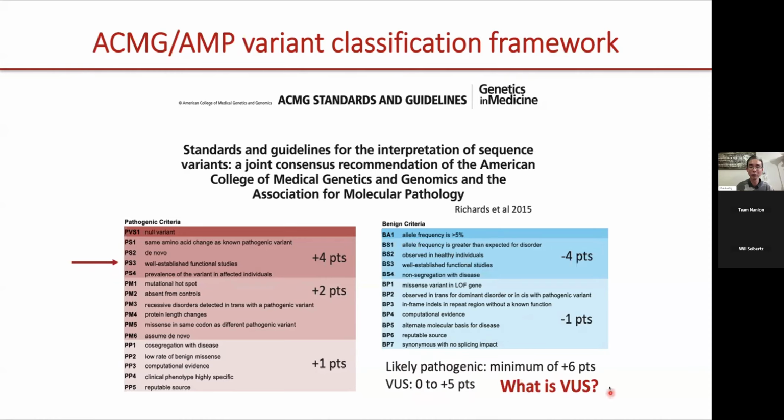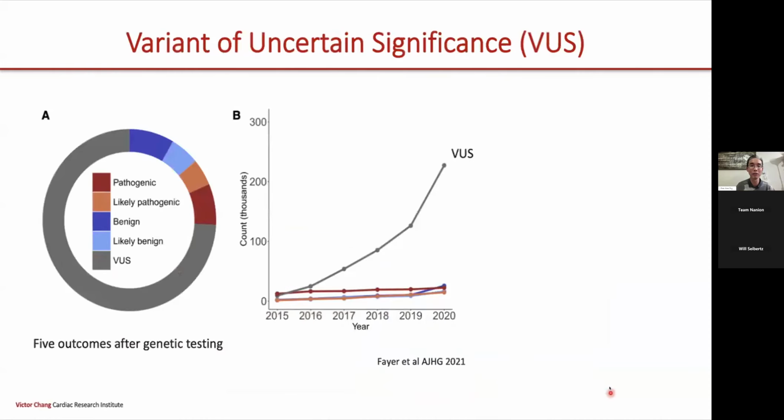And what is the VUS if you're not familiar with it? VUS stands for variant of uncertain significance. It is one of the 5 outcomes after genetic testing. So you could have a pathogenic, likely pathogenic, benign or likely benign. And unfortunately, if you get a VUS, I'll explain later what VUS cannot do, I suppose.